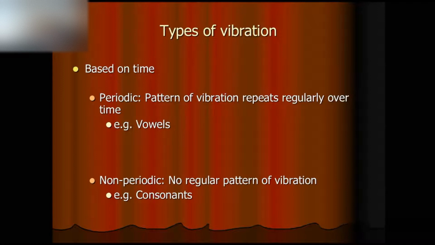we know that there are two kinds of vibrations: vowels and consonants. Vowels are periodic based on time, which means the pattern of vowels repeats regularly over time. Consonants, on the other hand, are non-periodic. There's no regular pattern of vibration.